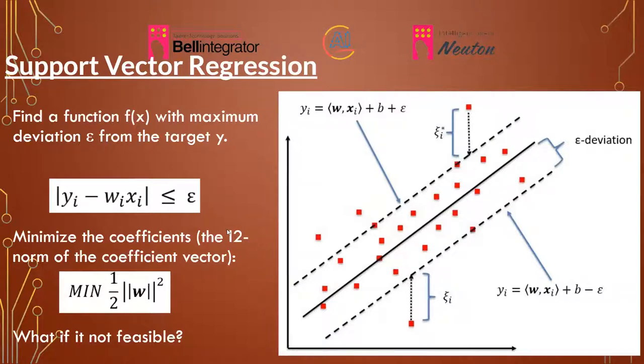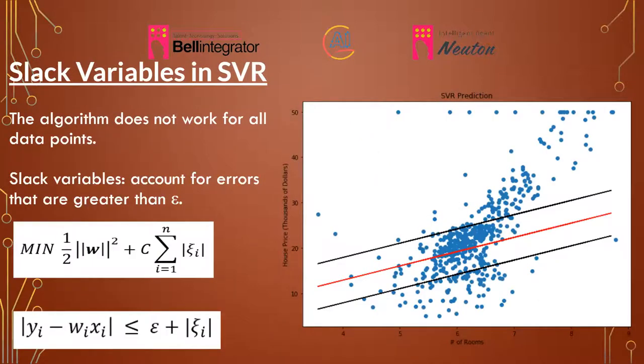What happens if this is not feasible? In a lot of cases, my points are not going to cooperate with me for me to draw decision boundaries around it. And this takes me to the next point. This data is from a real world housing data set on Kaggle, and it shows house price in thousands of dollars plotted against number of rooms. As we can see, it's impossible to make the algorithm work for all data points.